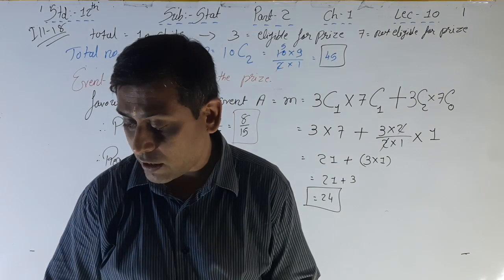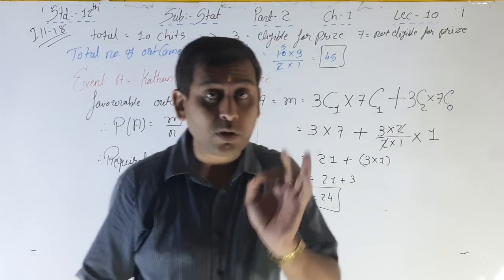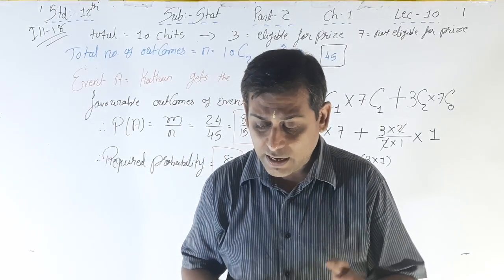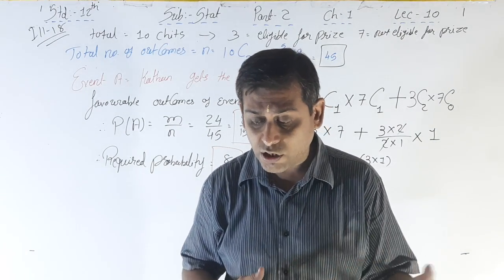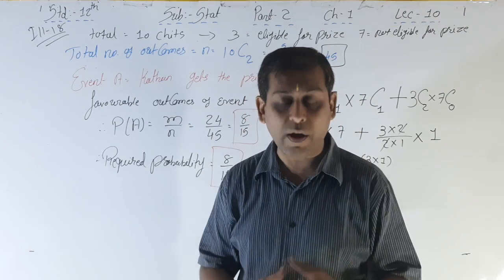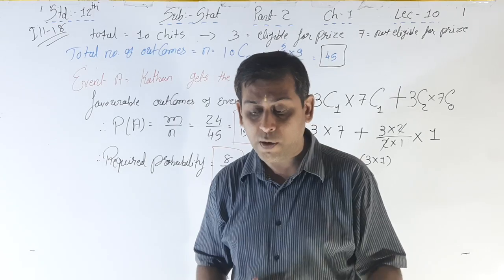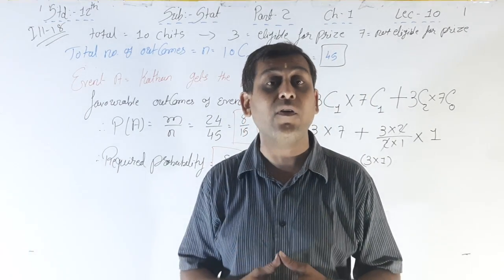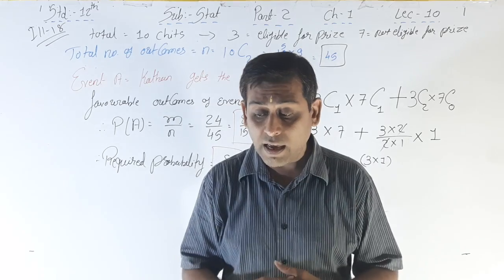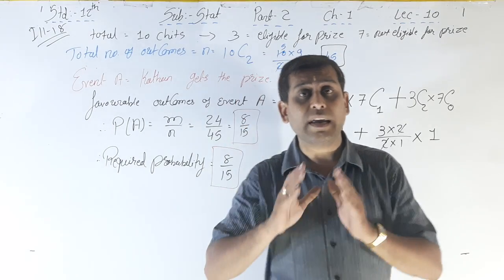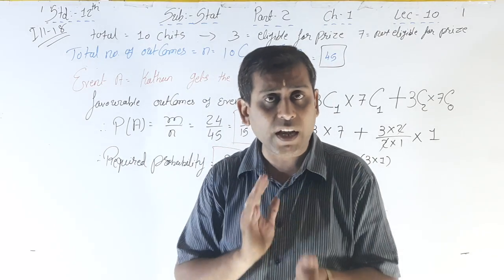Okay, see the answer now. In the textbook, the answer is given in a different way. They are taking P of A dash. A dash is equal to M upon N, that is 21 by 45, that is 7 by 15, and then P of A is 1 minus P of A dash, that is 1 minus 7 by 15, that is 8 by 15, the final answer. But they are taking A dash in a different way, that's why it is very confusing.